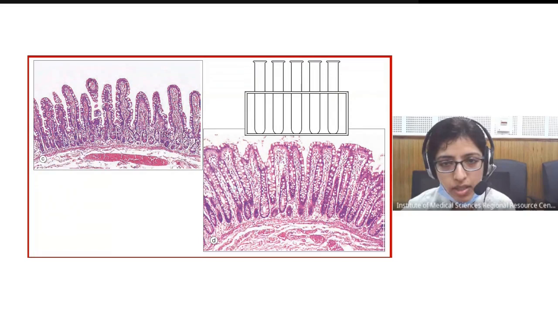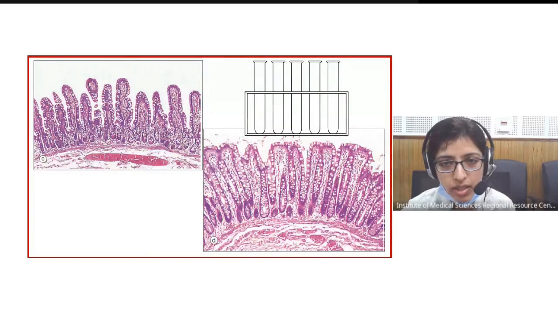Now, what is important to understand is the normal architecture of the crypts. The crypts are all long and elongated, thin, just like test tubes stacked in a rack. Here we can imagine this as one test tube, another test tube, a third test tube, and their bases all reach the muscularis mucosae. Here the sectioning is such that at the base we are seeing only a cross section, and a longitudinal form only up to here, but actually this is the same crypt. The base is reaching up to the muscularis mucosae just like this crypt.